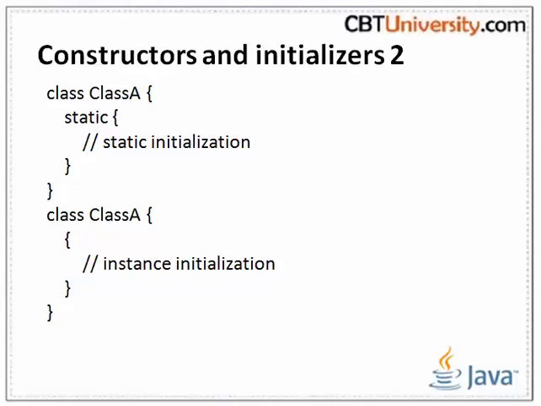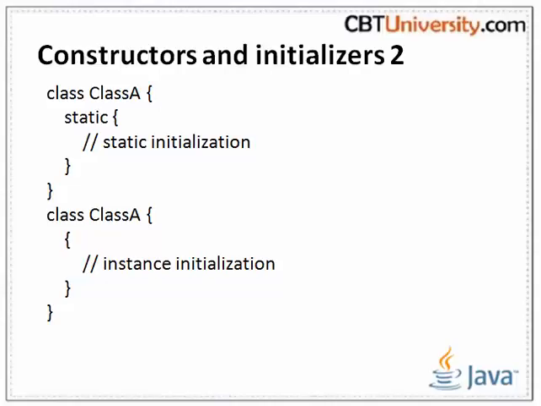Instance initializers are automatically called before the call to a constructor every time an instance of the class is created. Unlike constructors, instance initializers cannot take any arguments, and they generally cannot throw any checked exceptions. Instance initializers are declared in a block without any keywords.